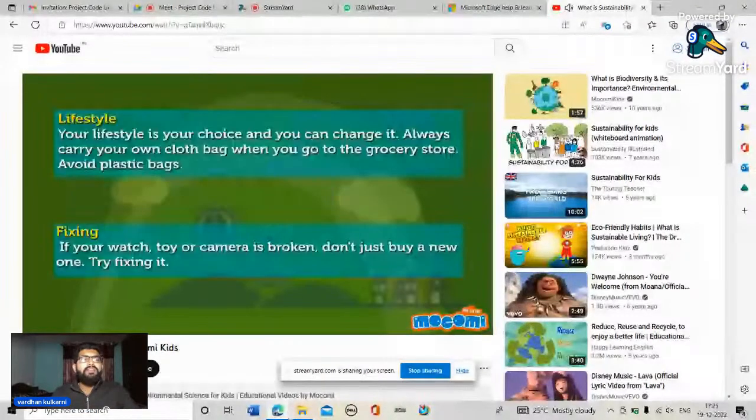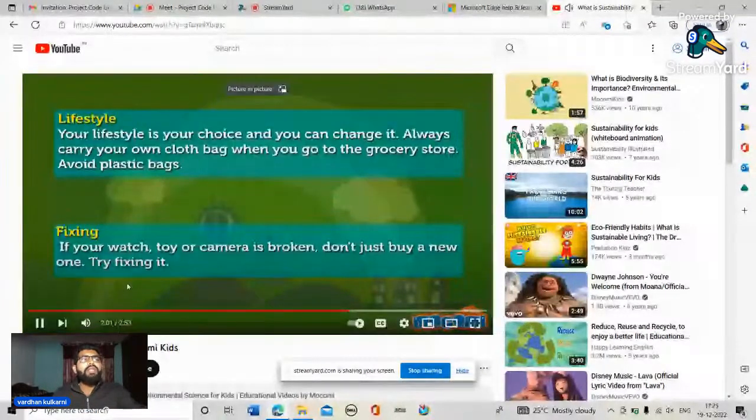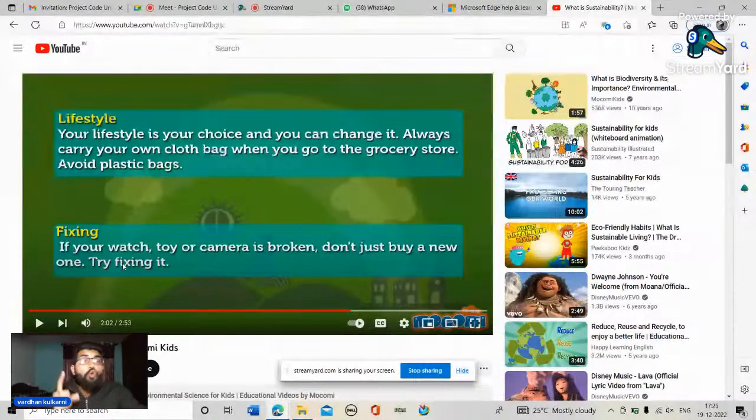Then again, lifestyle. It says here, lifestyle is a choice and you can change it. Always carry your own cloth bag. How can you stop plastic bags from going into the garbage, making the environment clean? When you carry your own cloth bag to the groceries instead of plastic bags, it's a better lifestyle.